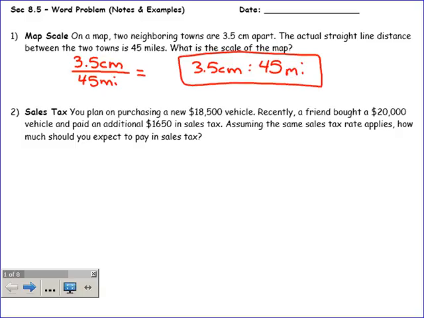Sales tax. You plan on purchasing a new vehicle. Recently, a friend bought a vehicle and paid an additional amount in sales tax. Assuming the same sales tax rate applies, how much should you expect to pay in sales tax? Okay, so let's figure out first the sales tax your friend paid. What would be the ratio that we'd set up to figure out that sales tax?